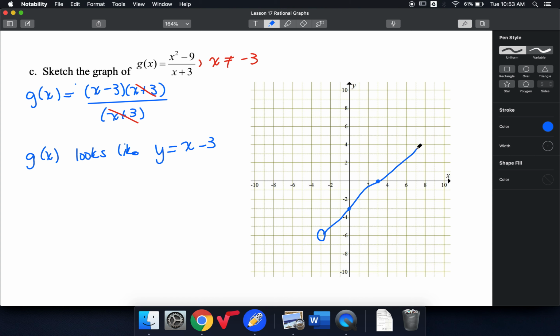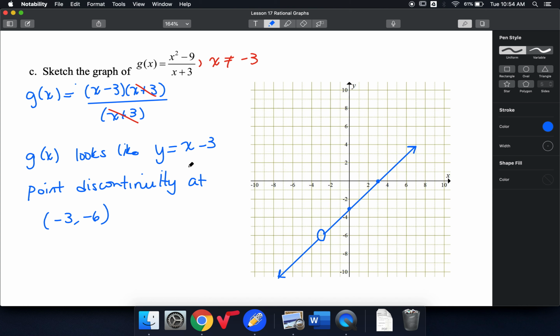So otherwise, I look like this line. My line would continue this direction. Except for here, I have a point discontinuity. So we have point discontinuity at negative 3, negative 6. This line, of course, would go through the point negative 3, negative 6, but I can't because that means in my original I would have divided by 0. So this time it's not an asymptote, it's a hole.